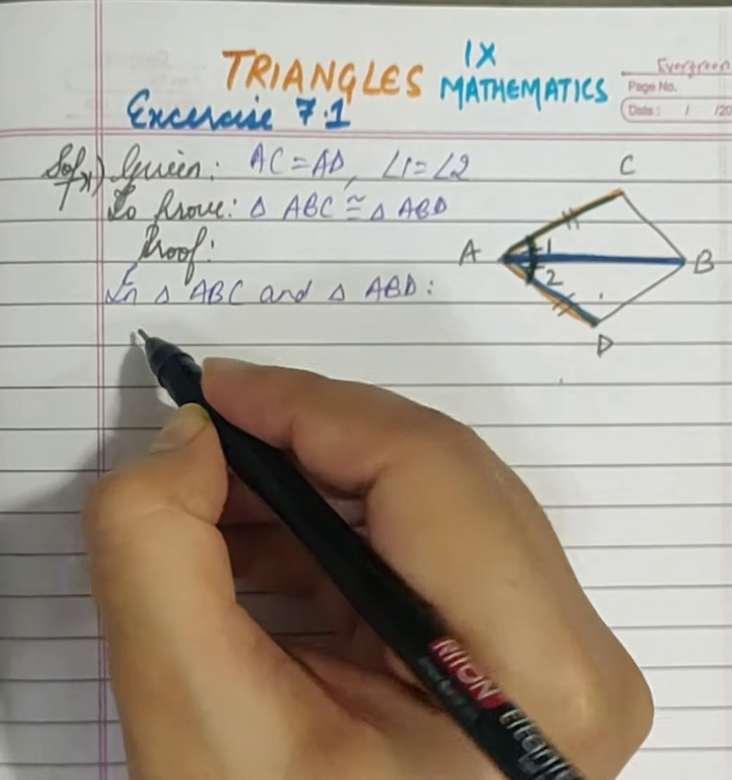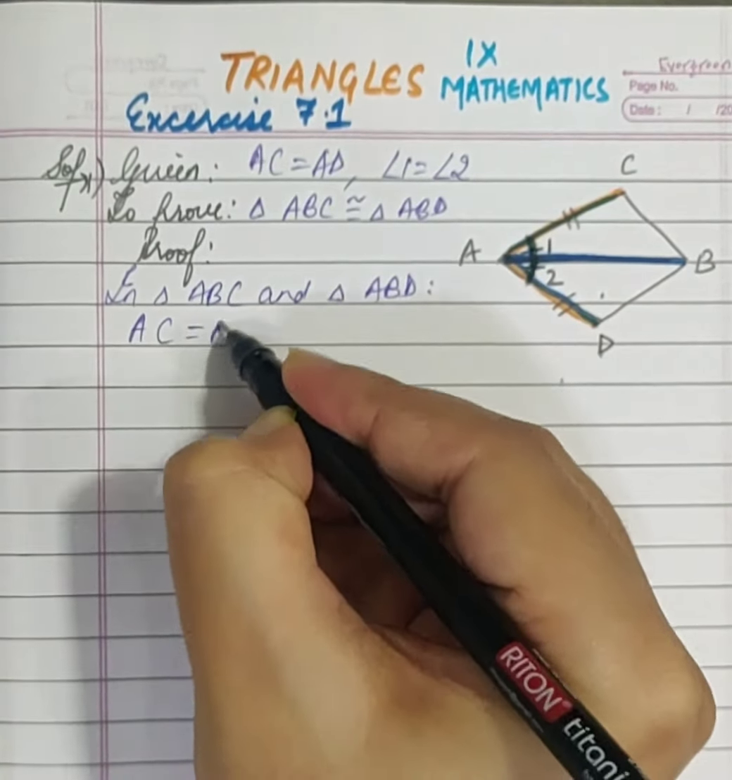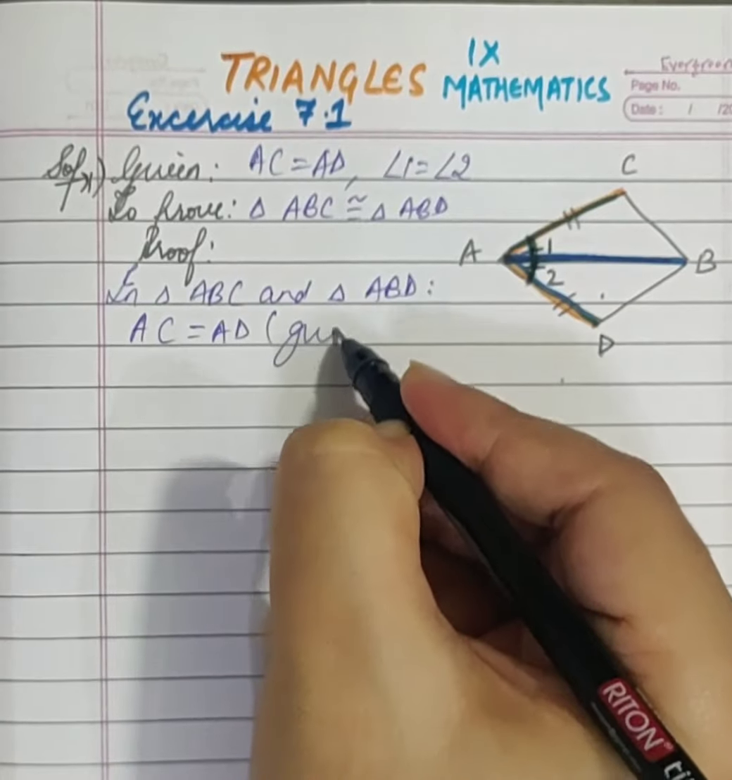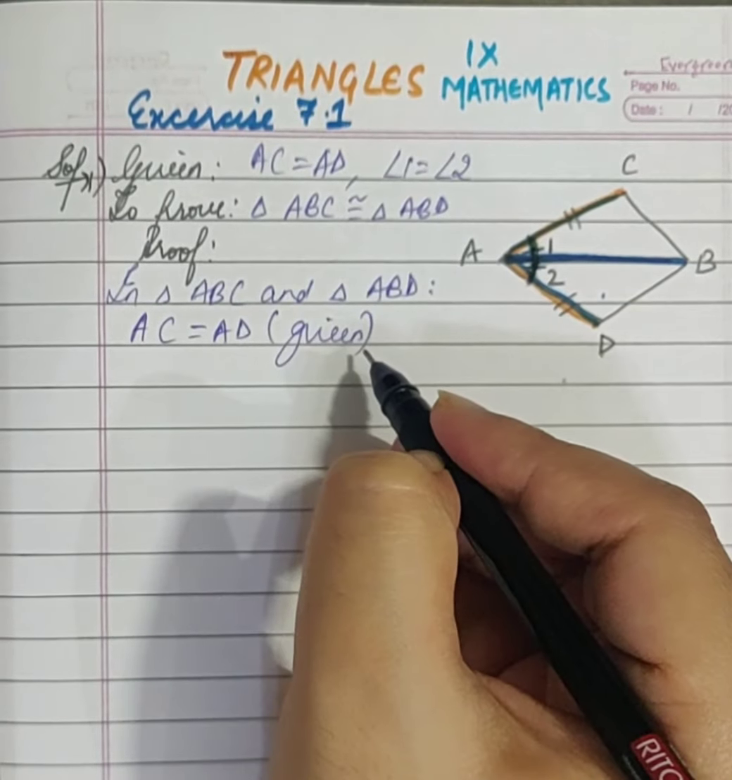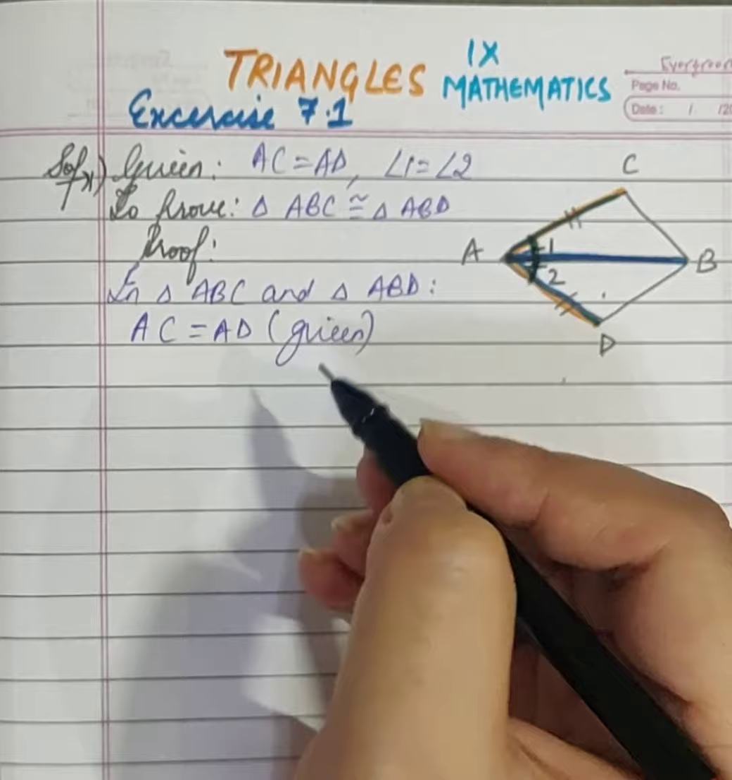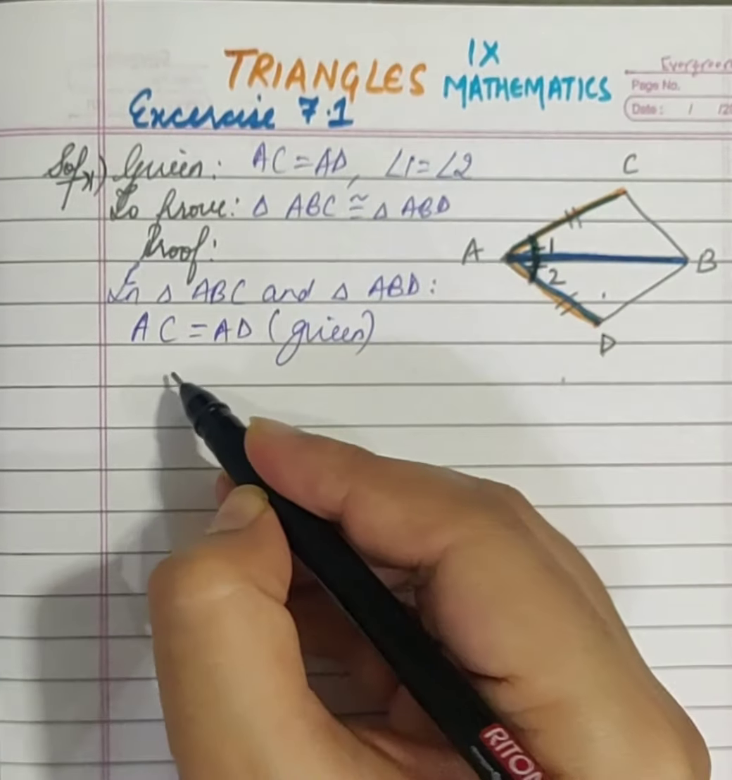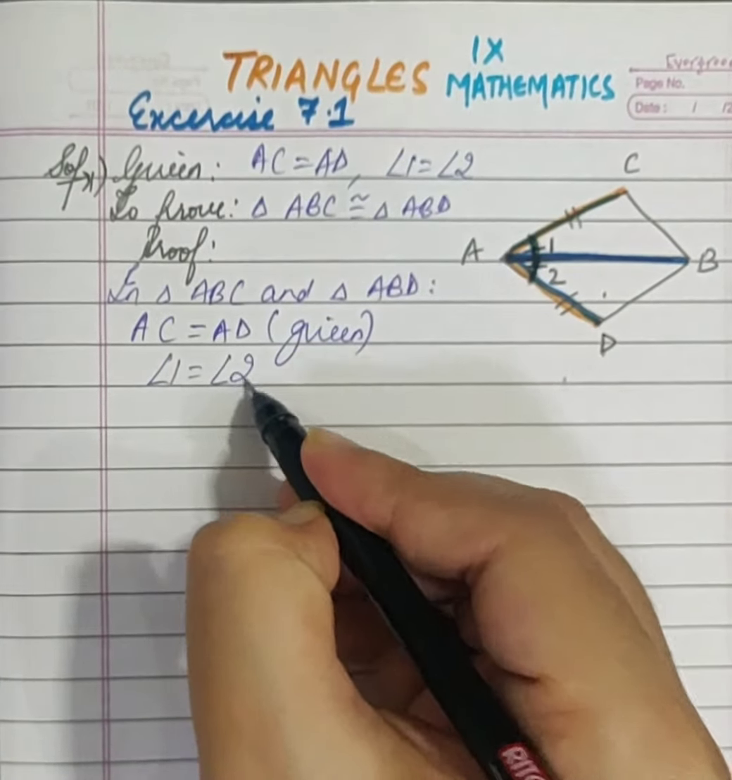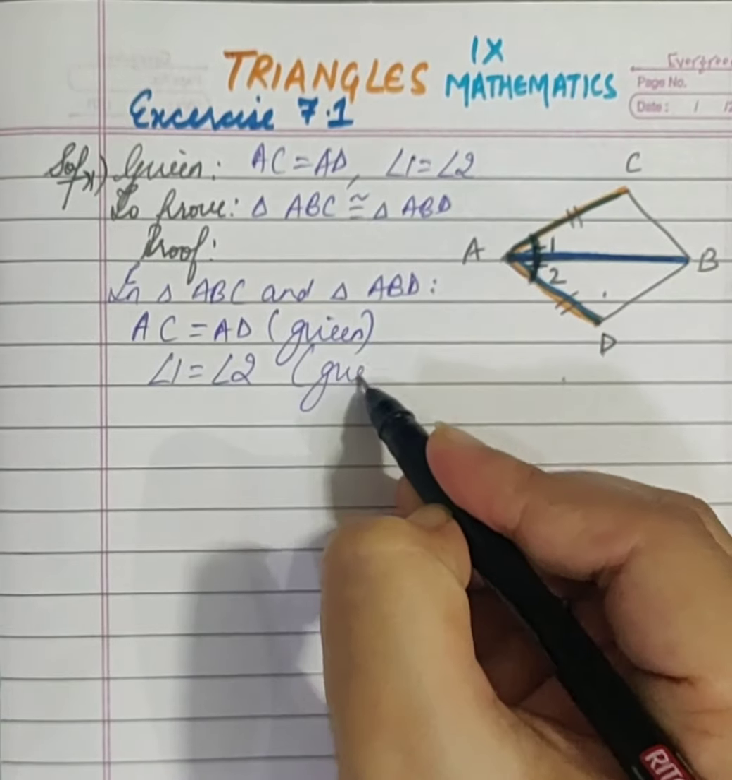By SAS congruence rule, the two triangles are congruent. Let's start writing the conditions. AC is equal to AD. Always mention the reasons in the bracket. If you are mentioning a condition, always mention the reason also. Angle 1 is equal to angle 2. Why? This is also given.